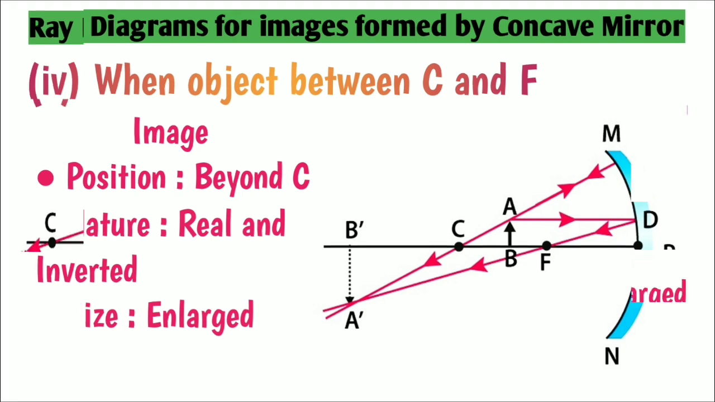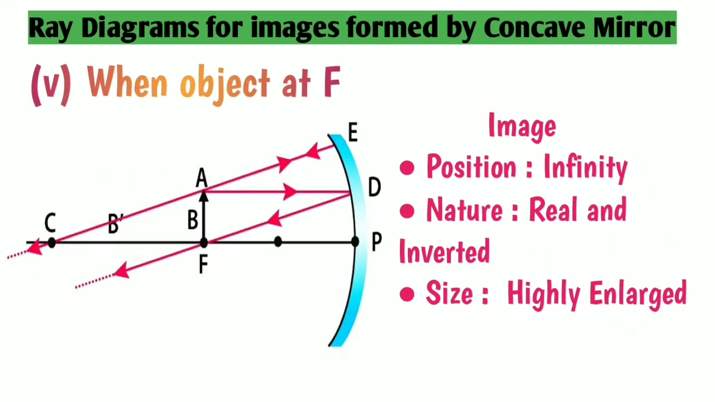Now case number 5, that is, the object is placed at the focus point. Same method: one ray which is parallel to the principal axis passes through the focus point, and another ray passes through the center of curvature, touching the head of the object AB, then after reflection it will return back in the same path. Clear? So just see the figure here, both the rays are parallel to each other. So where will they form the image?